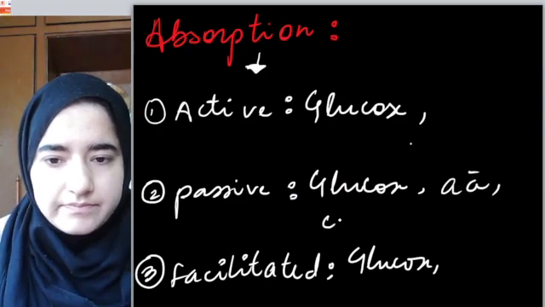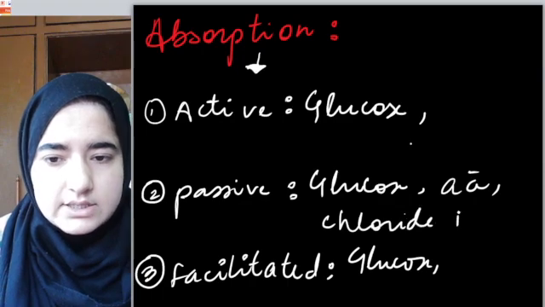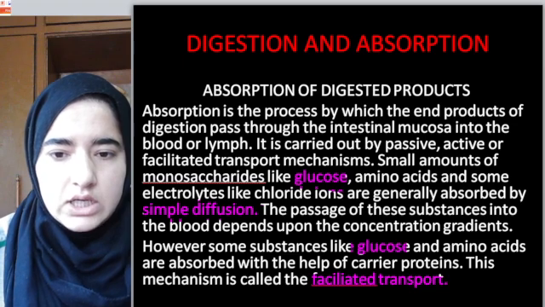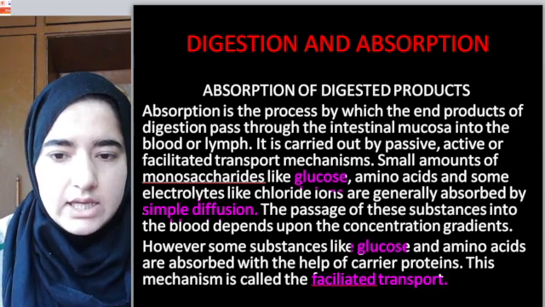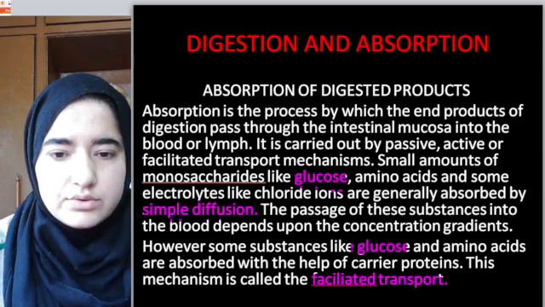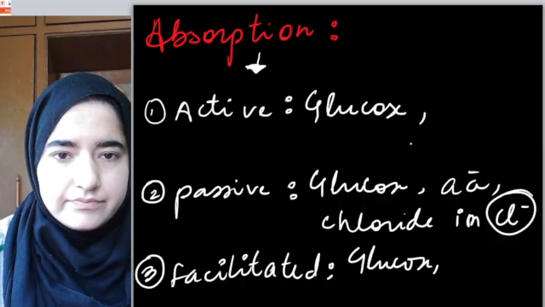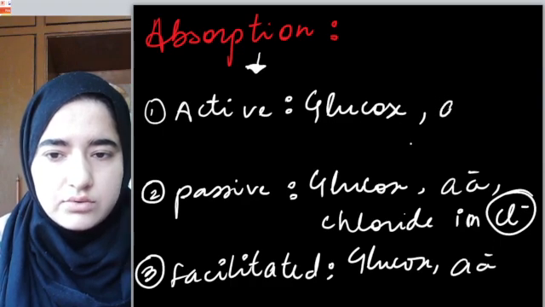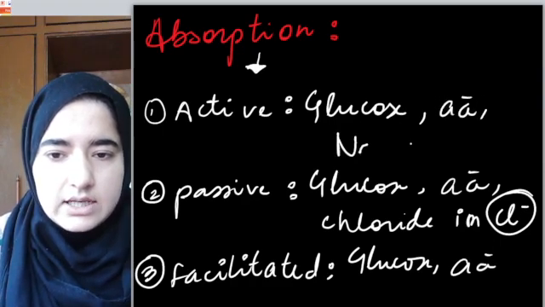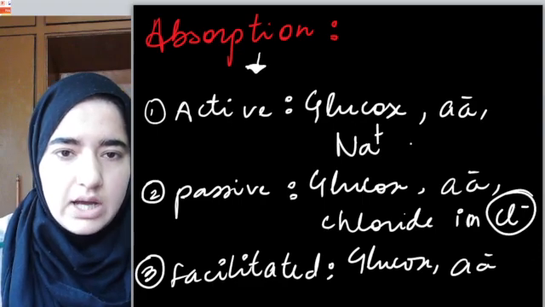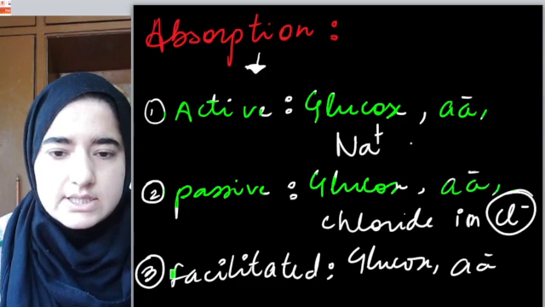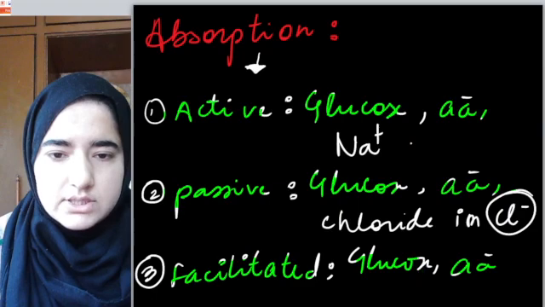Amino acids and chloride ions, that is Cl negative as well. In facilitated transport, we have glucose, amino acids. In active, we have glucose, amino acid, and Na positive. You have to remember, see, in active, we have glucose, amino acids. In passive, we have glucose, amino acid. In facilitated, we have glucose, amino acid.